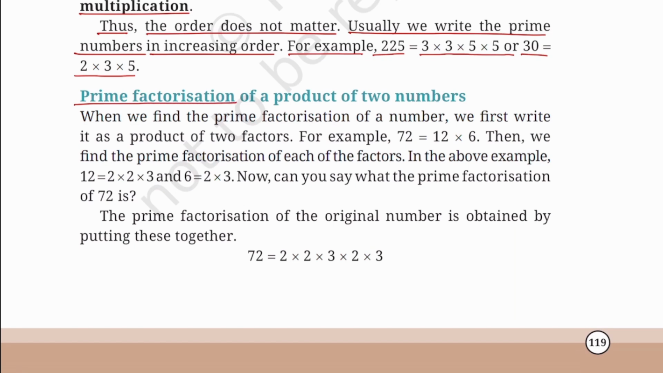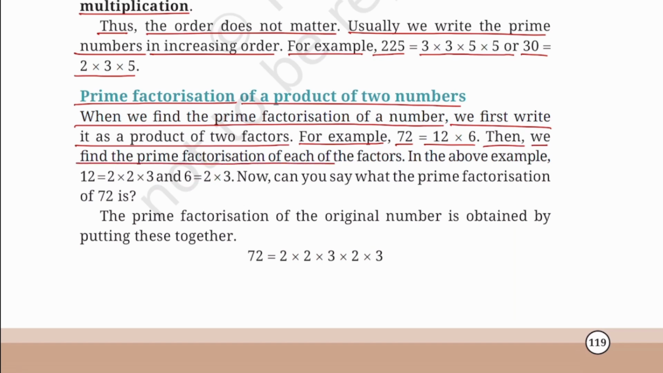Prime factorization of a product of two numbers. When we find the prime factorization of a number, we first write it as a product of two factors. For example, 72 is equal to 12 into 6. Then we find the prime factorization of each of the factors. In the above example, 12 is equal to 2 into 2 into 3 and 6 is equal to 2 into 3.